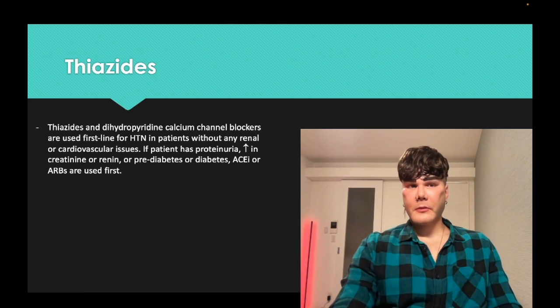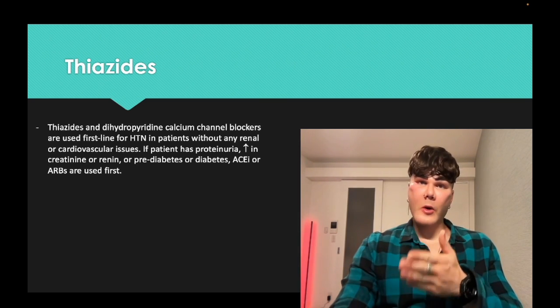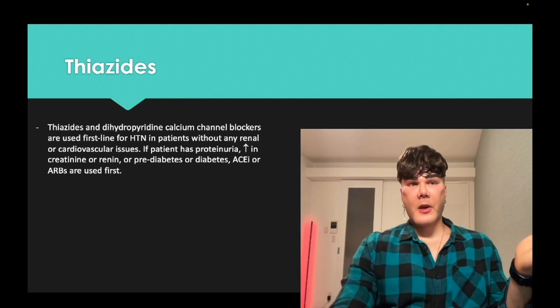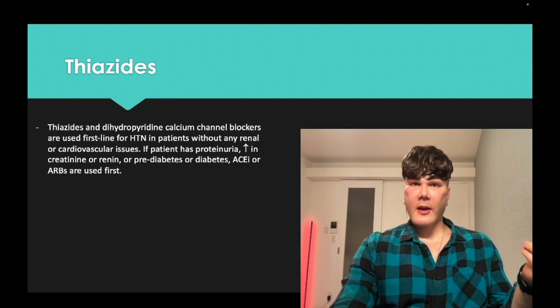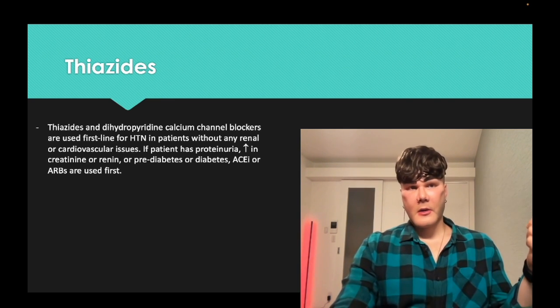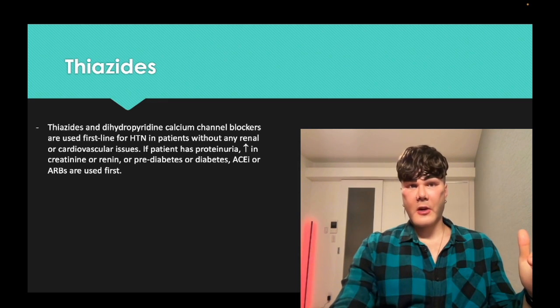So, as I mentioned a bit earlier, thiazides and dihydropyridine calcium channel blockers like nifedipine and amlodipine, these drugs are used for hypertension in patients who, quote unquote, don't have other problems. So if you get a patient who has prediabetes, diabetes, any evidence of atherosclerotic disease, intermittent claudication, angina pectoris, any structural heart disease like cardiomyopathy, you're going to use ACE inhibitors or ARBs first for the hypertension. You're not going to use a thiazide or dihydropyridine calcium channel blocker.